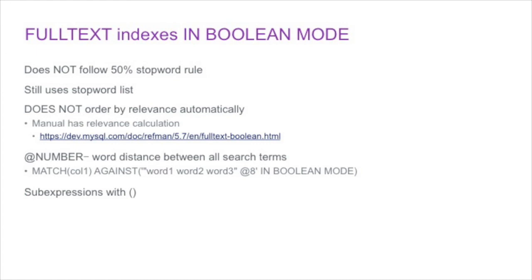You can actually, in a Boolean search, specify a number, which is the word distance between all the search terms. So you can say, I want to match a column against these 3 words, but make sure these 3 words are no more than 8 words apart. And sub-expressions with parentheses, which we already saw.